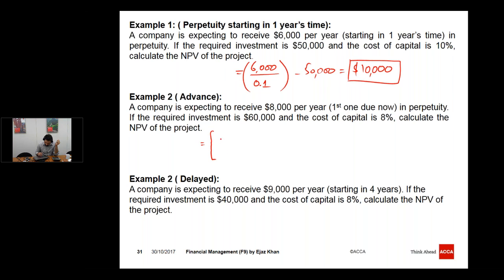For the second one, we'll divide 8,000 by the discount rate, which is 0.08, and multiply it by 1 plus R, 1 plus 0.08. This will give us the present value of cash inflows. Then we'll deduct the initial investment, which is 60,000. So 8,000 divided by 0.08 gives us 1 lakh, into 1.08, minus 60,000. It's $48,000.